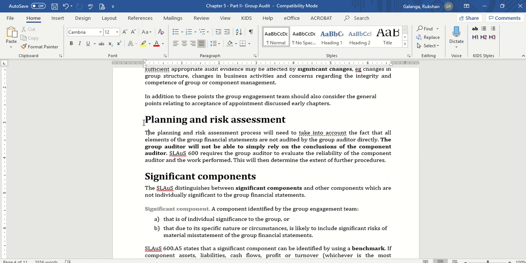The planning and the risk assessment process will need to take into account the fact that all elements of the group financial statements are not audited by the group auditors directly. The group auditor will not be able to simply rely on the conclusions of the component auditor. So SLA US 2600 requires the group auditor to evaluate the reliability of the component auditor and the work performed. This will determine the extent of the further audit procedures.